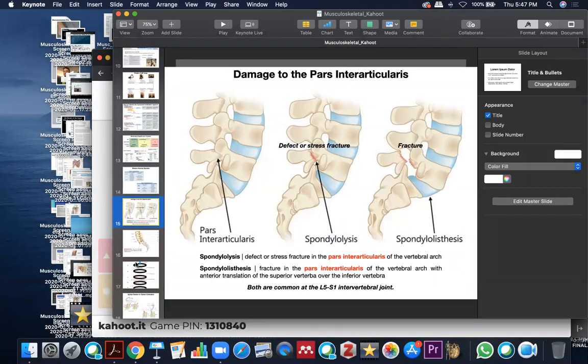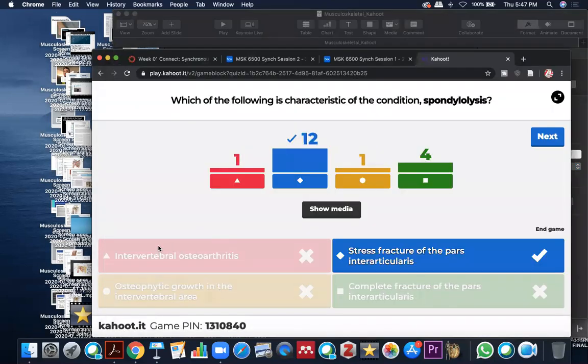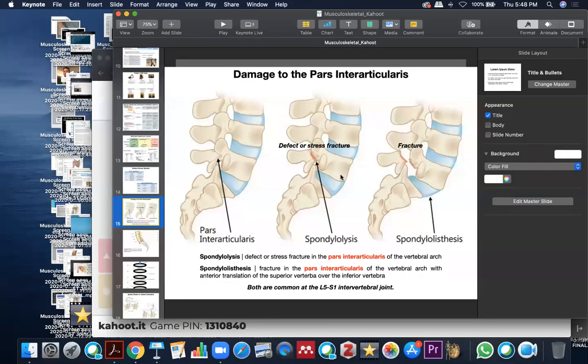If he does, the spondylosis is really these two things on the left. So spondylosis is more osteoarthritis in the area, or osteophytic growth between the two vertebrae. It doesn't necessarily have to do with the pars interarticularis. It just sounds similar. So these two would be spondylosis. And then when you're differentiating these two, spondylolysis and spondylolisthesis, they both involve the pars interarticularis, as you can see in the picture right there.